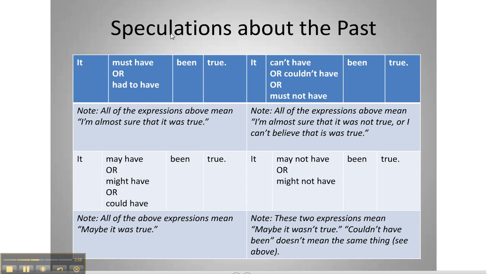Okay, then when you get into may, might, or could, it may have been true, or might have been true, or could have been true. Those all mean maybe it was true. And in the negative, it may not have been true or might not have been true means maybe it wasn't true. But notice that couldn't have been true means probably it wasn't true, and that especially couldn't have been true. It couldn't have been has the meaning of I don't believe it. I don't believe it's possible.